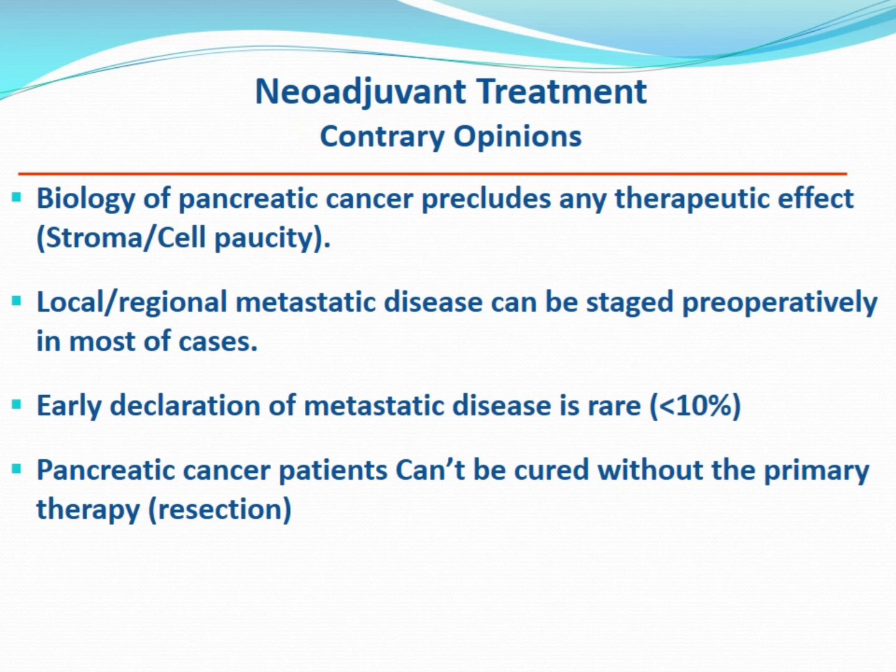There are some contrary opinions against neoadjuvant treatment. These include the biology of pancreatic cancer precluding any therapeutic effect due to the desmoplastic reaction in the stroma and cell paucity. The local regional metastatic disease can be staged preoperatively in most cases. Early declaration of metastatic disease is rare, as it is detected only in 10% of cases. Pancreatic cancer patients cannot be cured without the primary therapy or surgical resection.